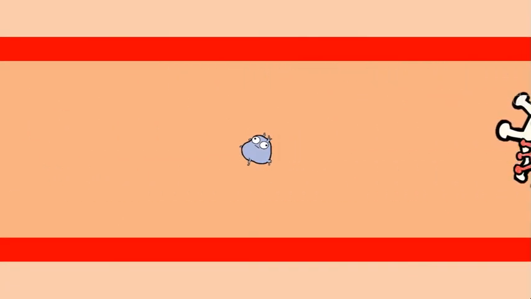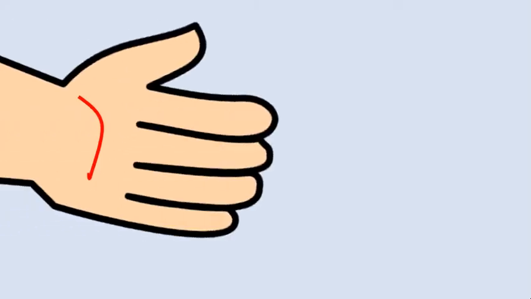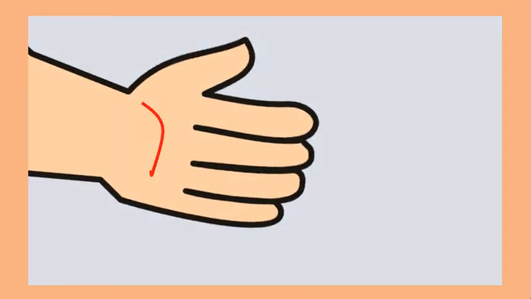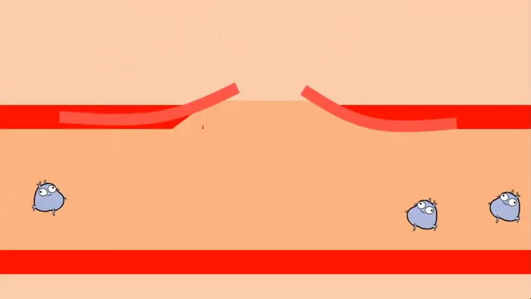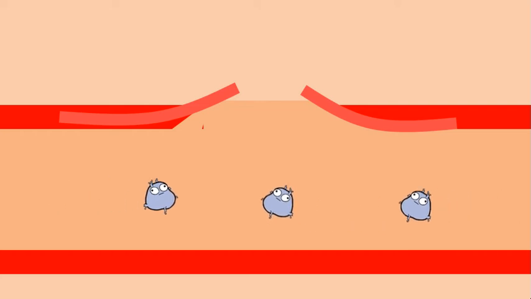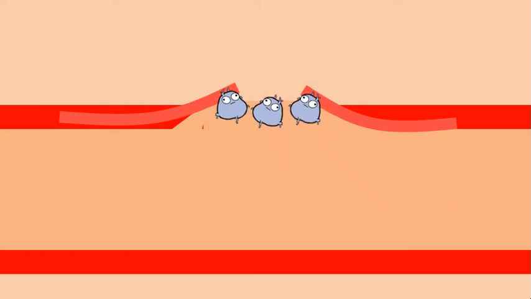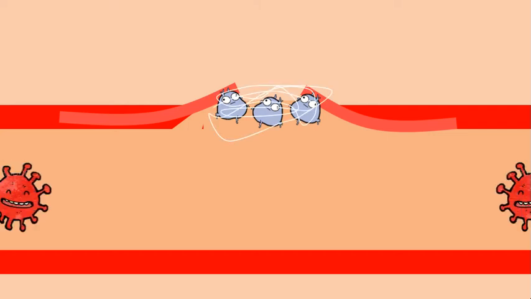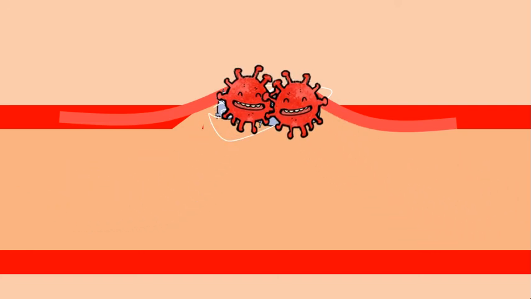Now let's talk about platelets. If you cut a blood vessel, the platelets seal the wound. At the same time, proteins in the plasma form a tangle of fine strands, and these trap red blood cells and seal the wound.